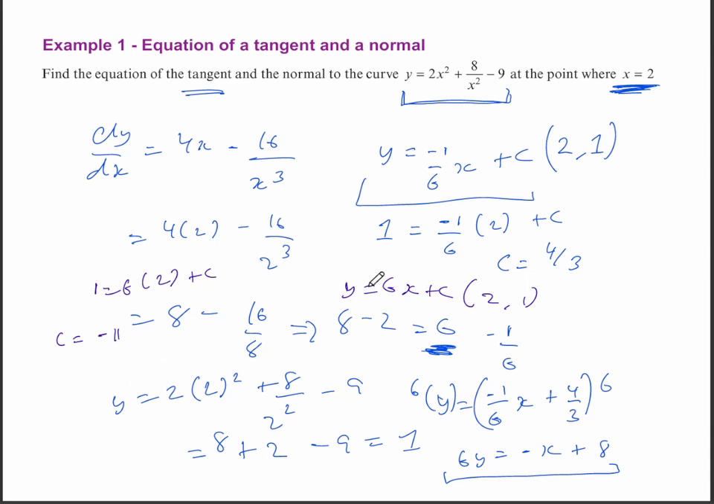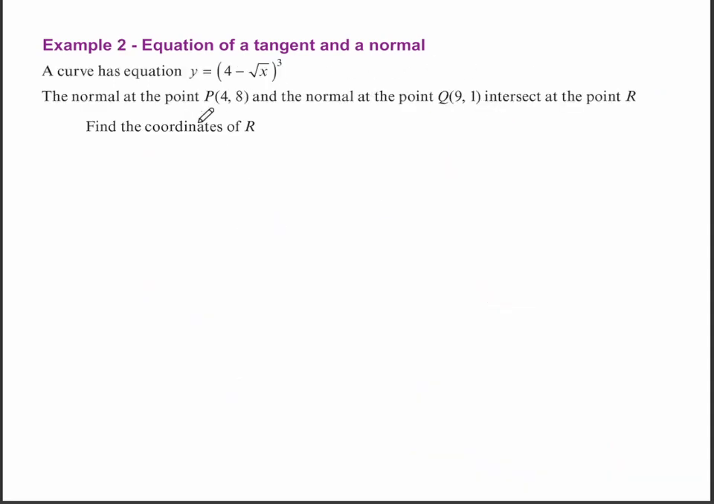Therefore, our equation of the tangent will be y = 6x - 11. For the second example, the curve has an equation y = 4 - √x ^3, and the normal at the point P and the normal at the point Q intersect at a point R. So what you want to do is find the equation of these two normals, then equate them with each other because they intersect, and the coordinates that you get from that is the point R.